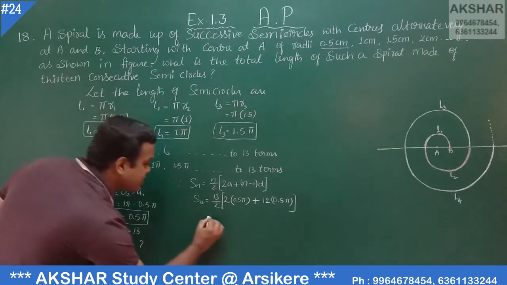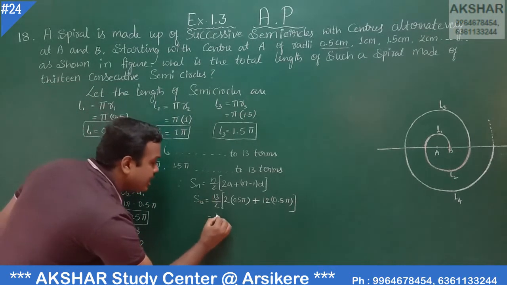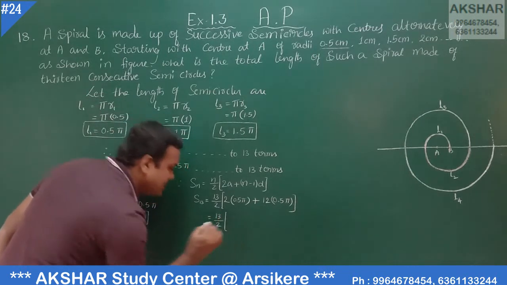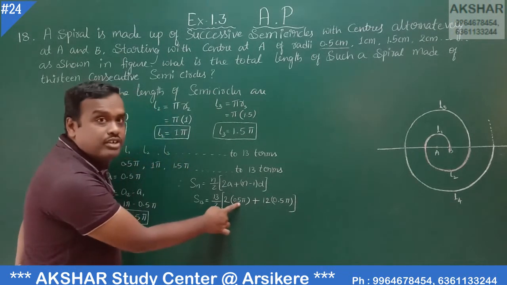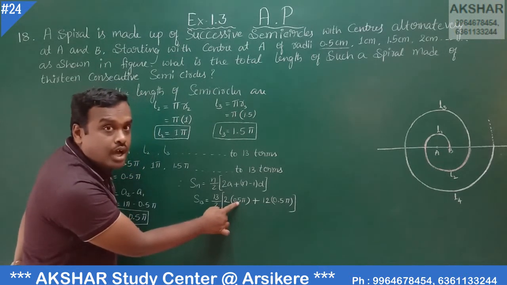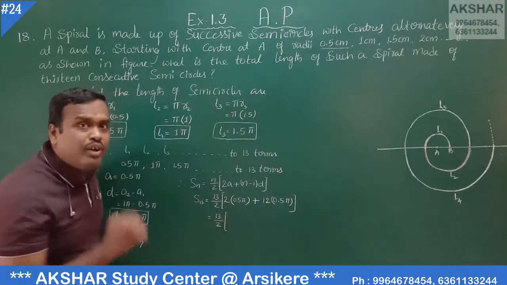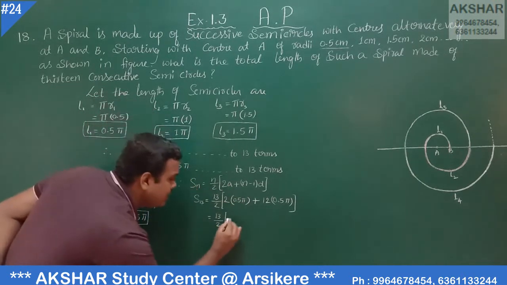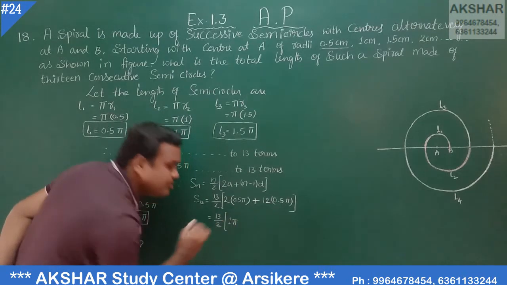Okay. Next simplification, which is equal to 13 by 2, write as it is. 13 divided by 2 into, multiply here, 2 into 0.5 pi. Very simple. 2 into 0.5 means what? Half. Half into 2 is nothing but 1. Is it? Therefore, 2 into 0.5 is nothing but 1 pi. On multiplication, I will get 1 pi.